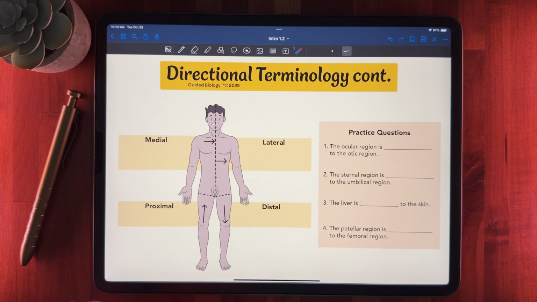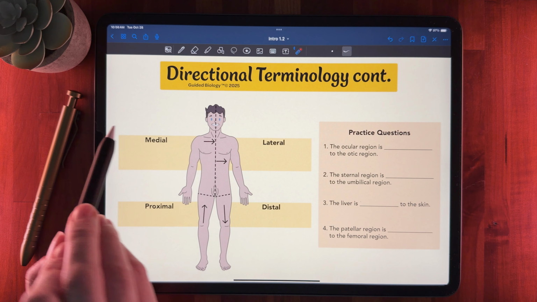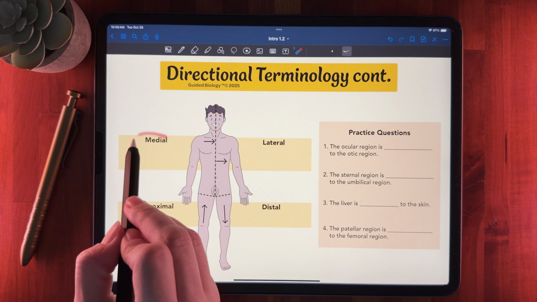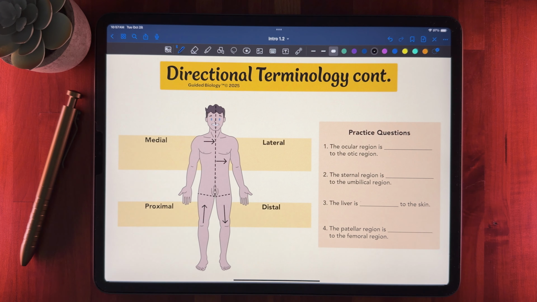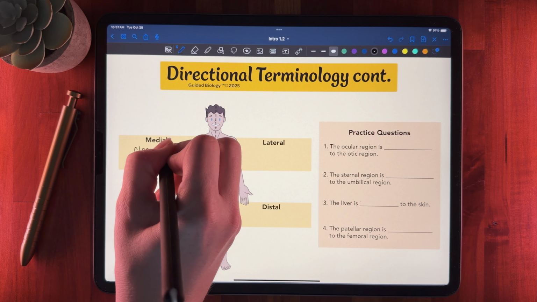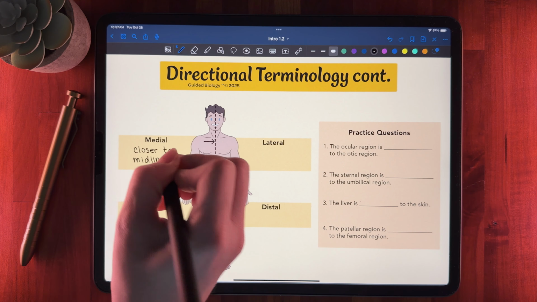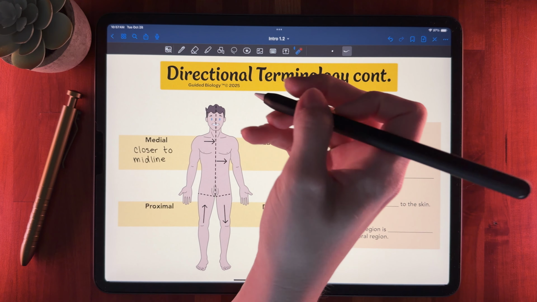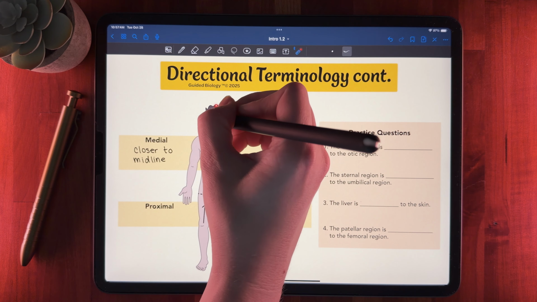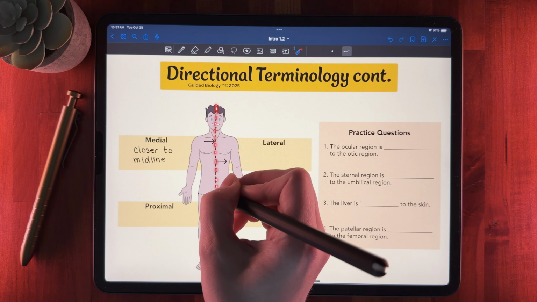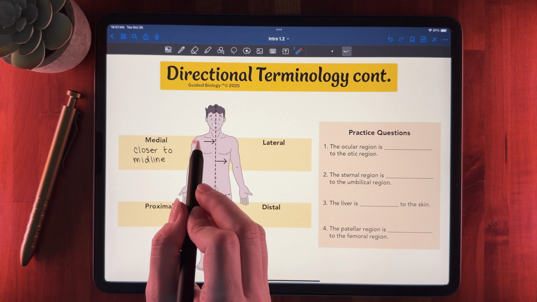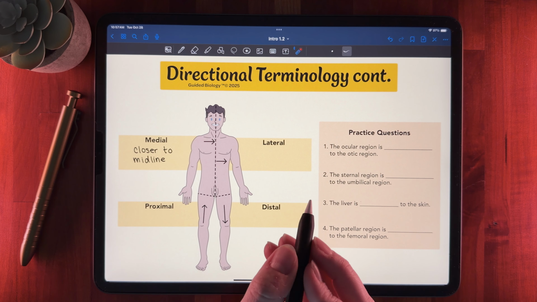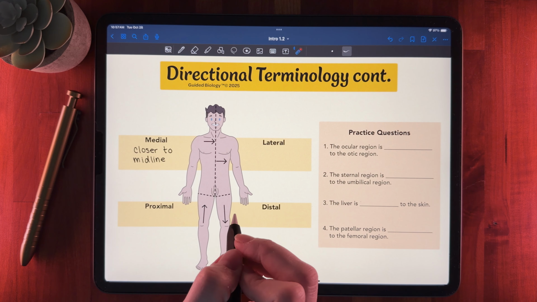All right, so right here we have our two final pairs of directional terms, okay? So let's start on the top, right? So we have medial and lateral, okay? So these are paired, all right? And so medial refers to a structure that is closer to the midline of the body. So midline refers to, if you draw a little line right down the middle of the body, dividing it into left and right, that's midline, okay? So medial would be closer to that middle point, that line going down the middle, all right?